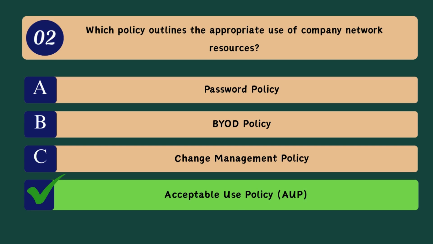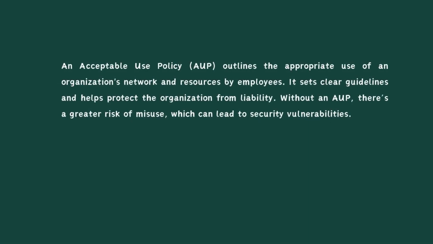Correct answer. D. Acceptable use policy. An acceptable use policy, AUP, outlines the appropriate use of an organization's network and resources by employees. It sets clear guidelines and helps protect the organization from liability. Without an AUP, there's a greater risk of misuse, which can lead to security vulnerabilities.